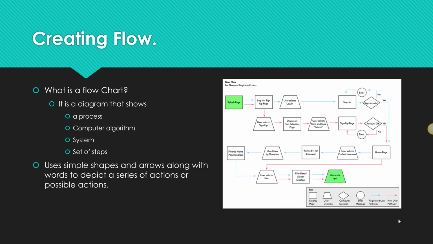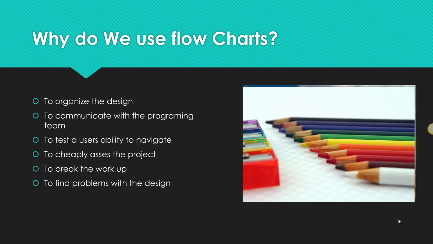A flowchart is a diagram that shows a process, a computer algorithm, a system, a set of steps, or any other process that you want to show people. It uses simple shapes and arrows along with words to depict a series of actions that can be taken within the parameters of your design.